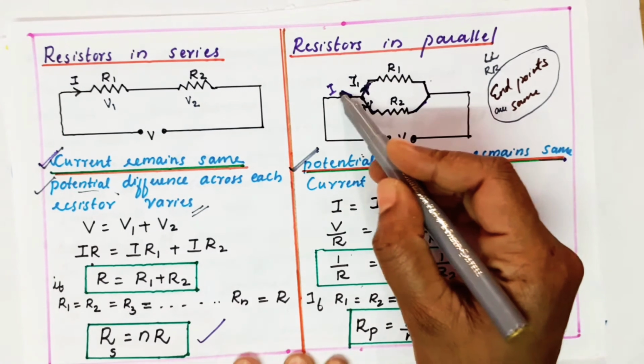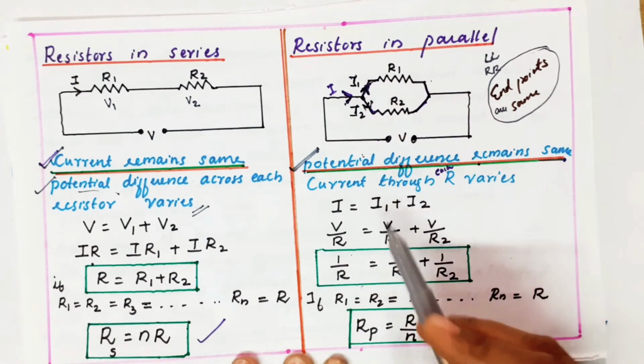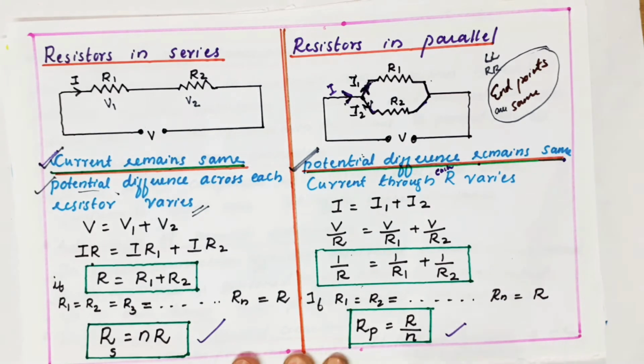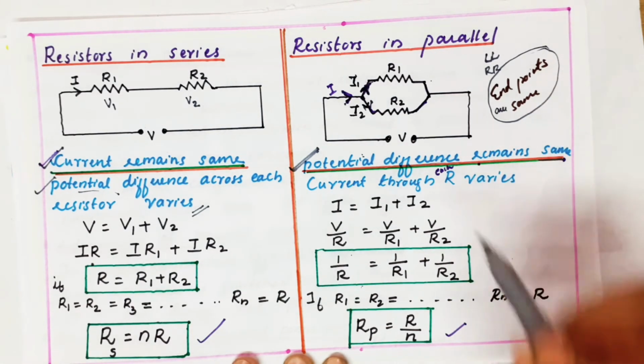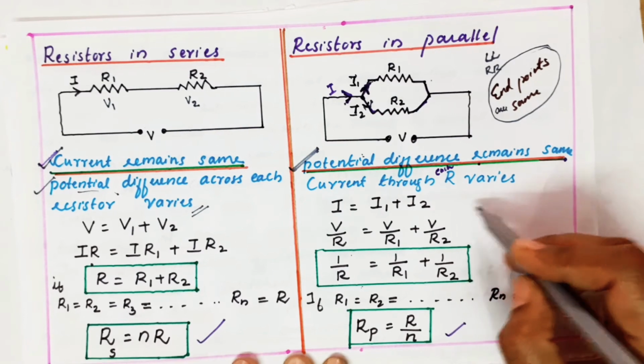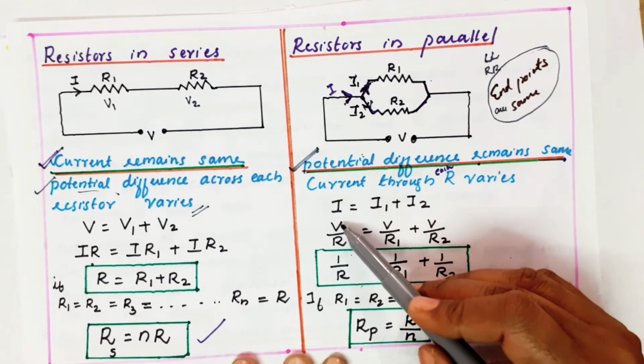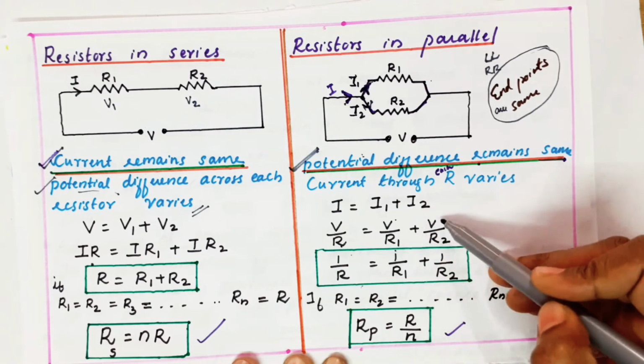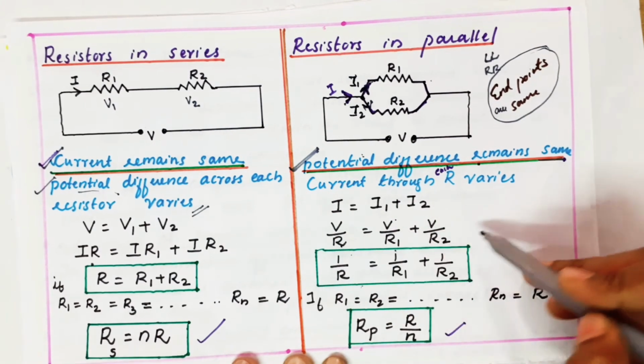So what happens here? The current splits into two. So I can write I equals I1 plus I2. Clear? Then here I told you the voltage is same. So I'm using Ohm's law. Ohm's law, we know that I equals V by R. I1 is V by R1, I2 is V by R2. All the V get cancelled.